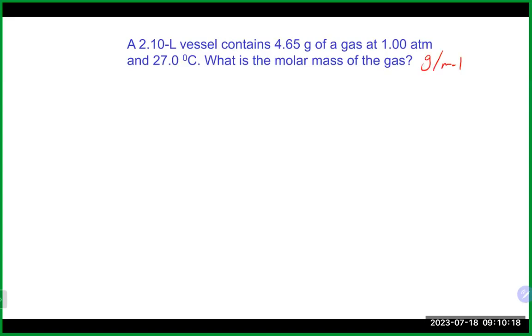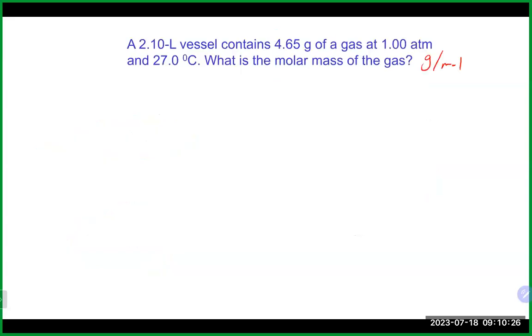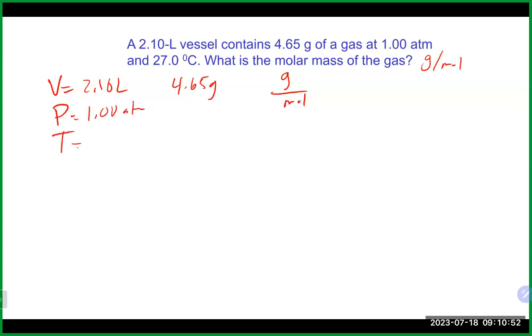Okay, so let's take a look. So obviously we're looking for the molar mass, which means you can plug and chug into that equation. But let's say maybe you can't remember that equation. You hopefully should still remember the ideal gas law, which is really what that equation is based off of. So if we think about what we're looking for, which is grams per mole, in this case, we definitely have a volume, which is 2.1 liters. We do have the grams here of 4.65 grams. We have a pressure that is 1 atmosphere. We have a temperature that is 27 degrees Celsius in this particular case.